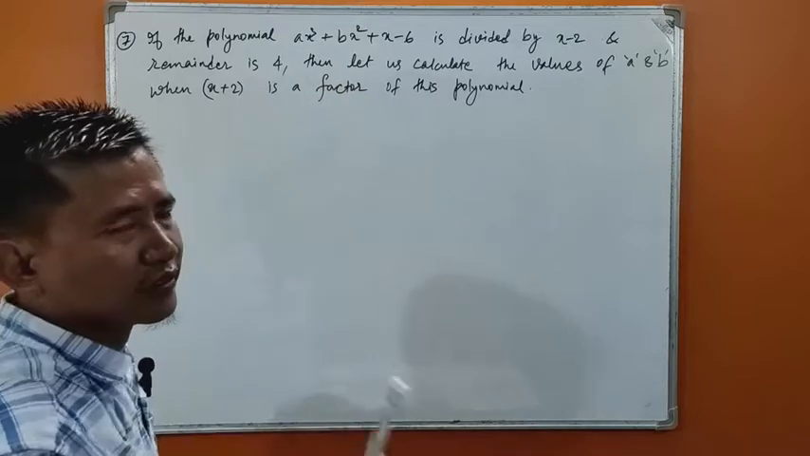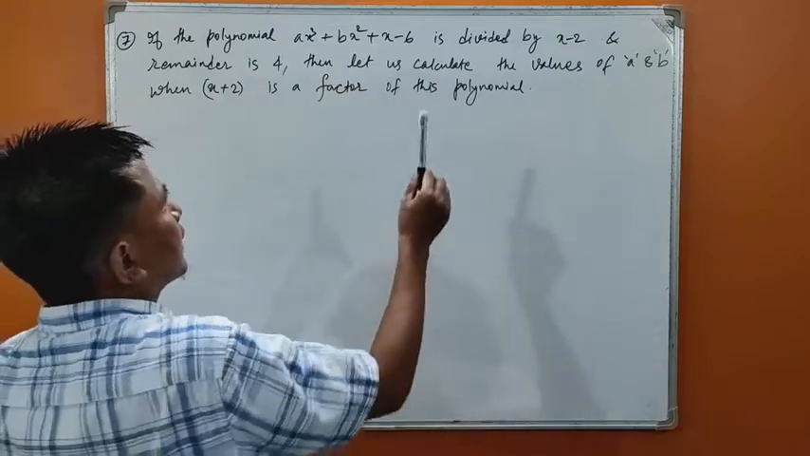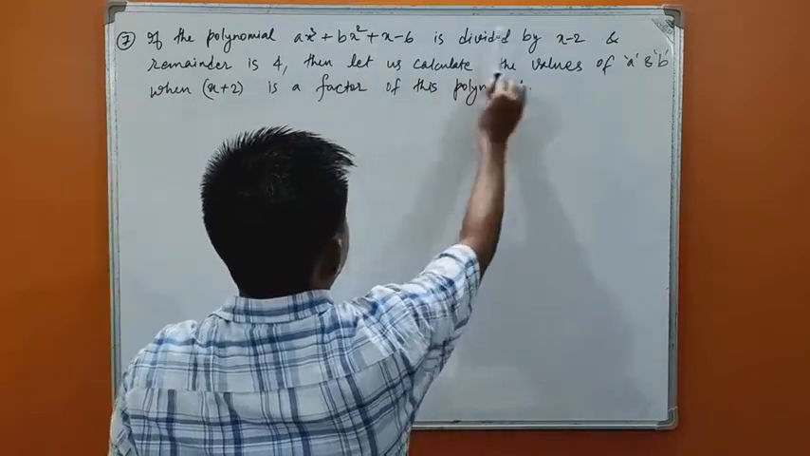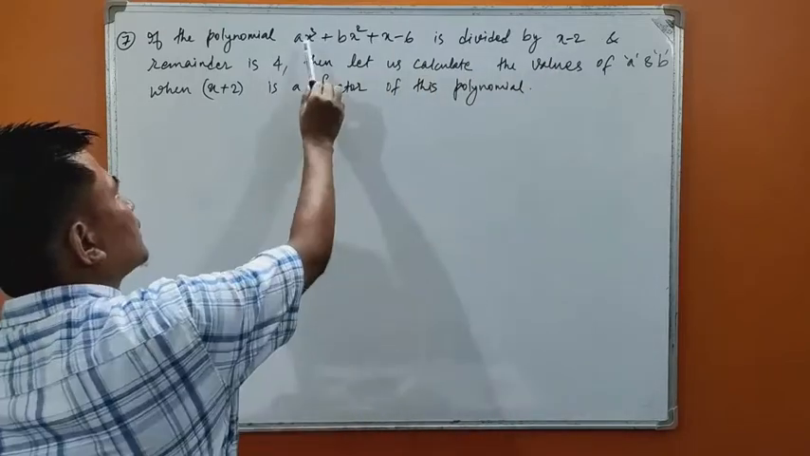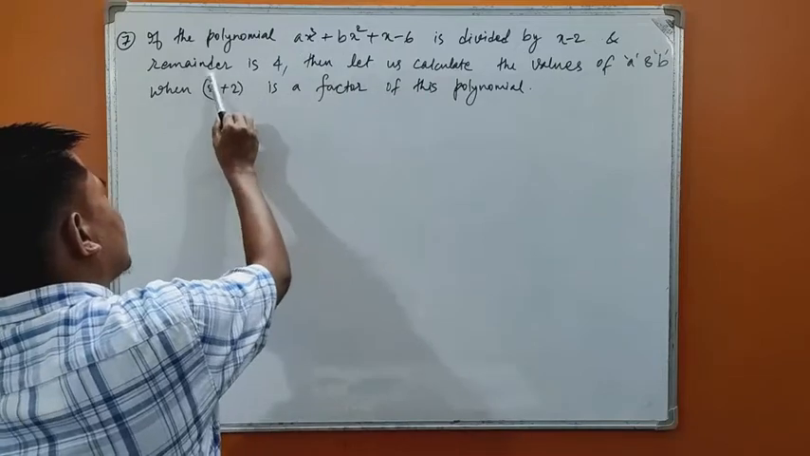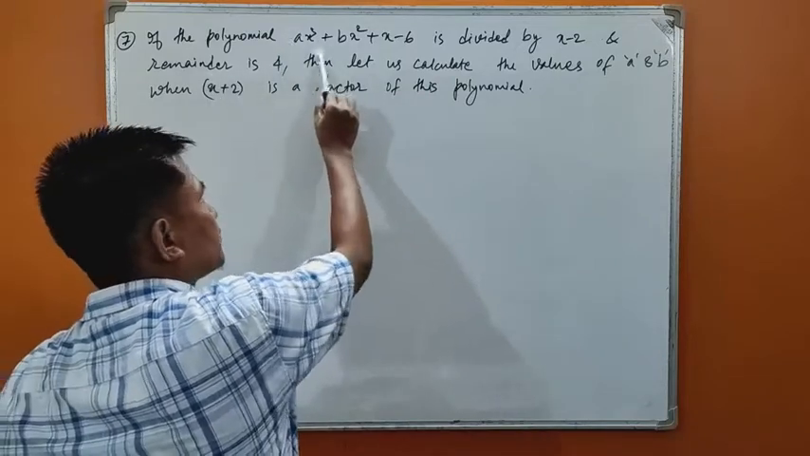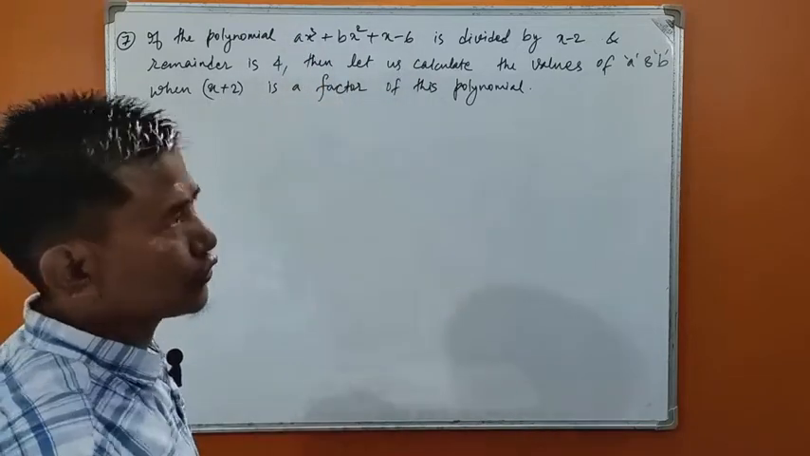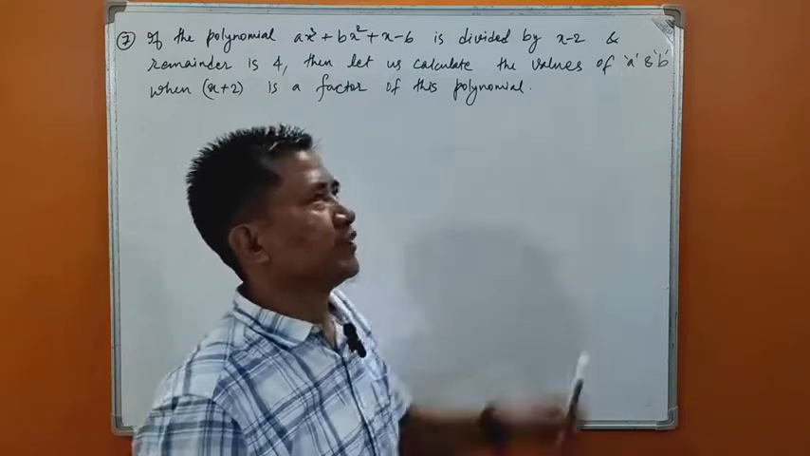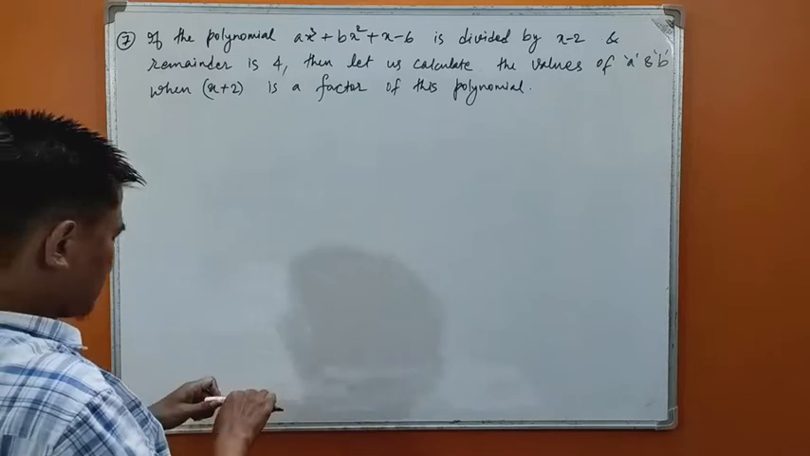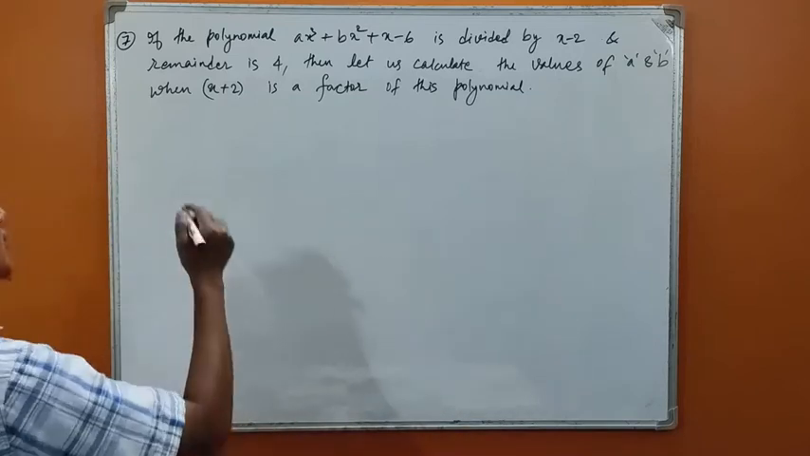There are two cases. Okay, in the first case we are given that when this expression is divided by x minus 2, remainder will be 4, and the second case is x plus 2 is a factor of this expression, means the remainder is 0 in that case. Okay, now we are asked to find the values of a and b. Let us start from the first case.